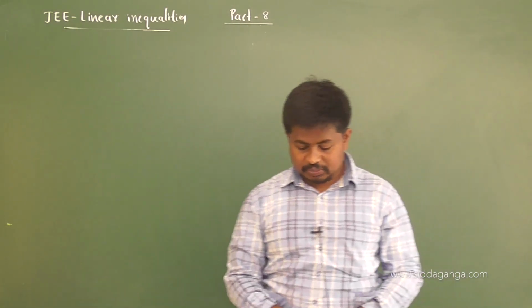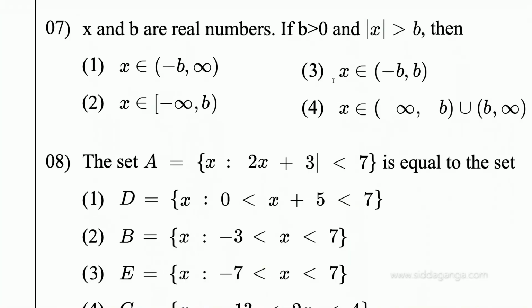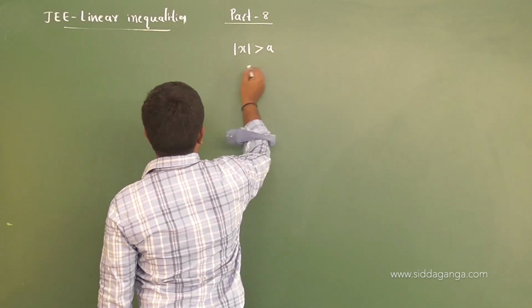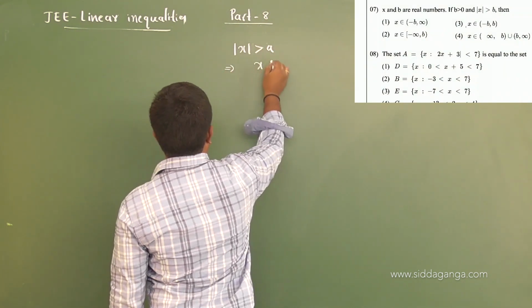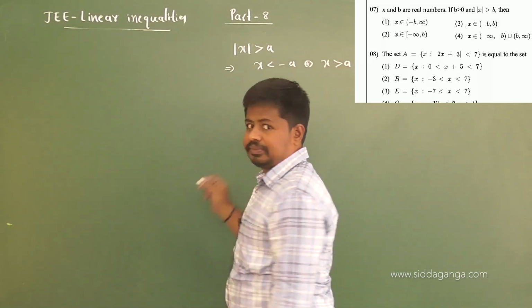Okay, let's move on to question number 7. x and b are real numbers. If b greater than 0, then mod x is greater than b. Then yes, it's a standard result we discussed before. For a non-zero positive constant a greater than 0, mod x is greater than a, right? This is true only when either x is less than minus a or x is greater than plus a, right?